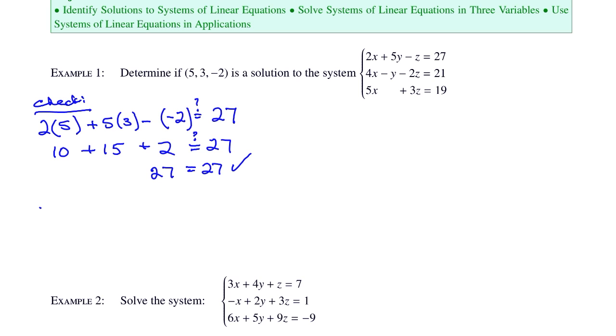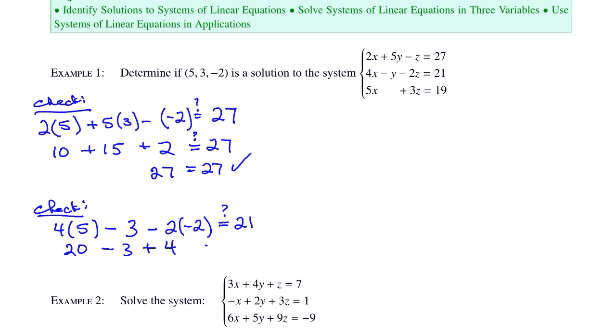Let's check it in the second equation. 4 times 5 minus 3 minus 2 times negative 2 might be equal to 21. So this would be 20 minus 3 plus 4 might be equal to 21. 20 minus 3 is 17, plus 4 is 21. So check. That one works.